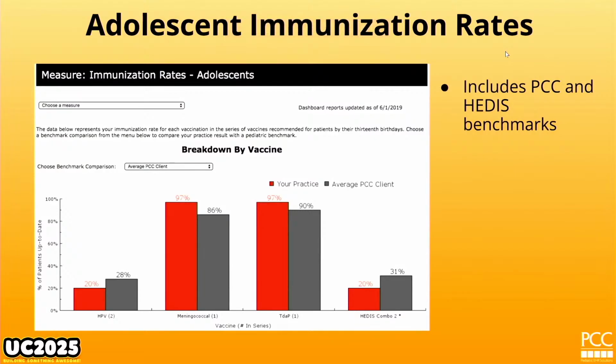Adolescent immunization rates, also in the dashboard. If you click on immunization rates adolescents, the same thing, detailed breakdown, you'll get a page like this. You can see the percentage of patients that had 2 HPV by age 13, 1 meningococcal, 1 Tdap. It's labeled as HEDIS Combo 2 because that's the industry name for this, but it really is Combo 3. They have to have all 3 of those vaccines by age 13 in order to meet that combo.